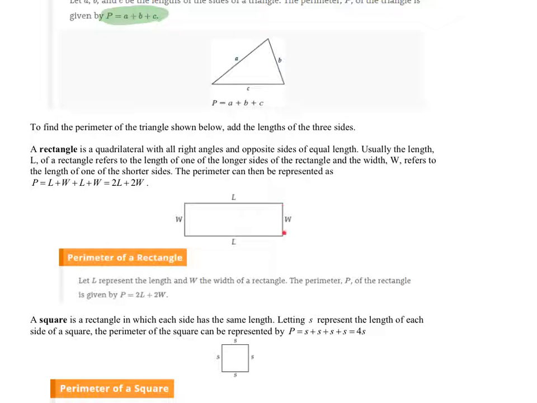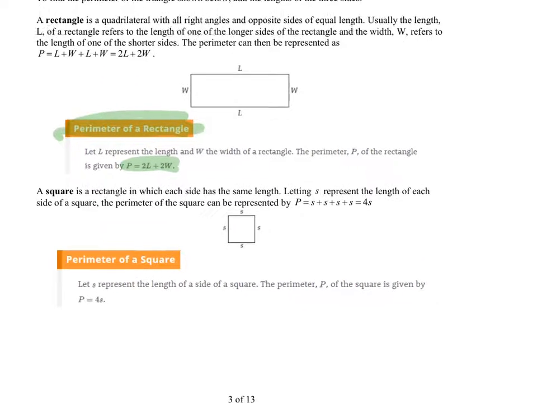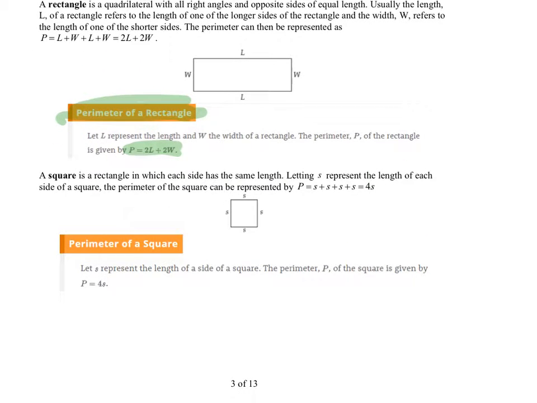But notice I added W twice and I added L twice. So they simplify the formula there by, instead of saying P equals L plus W plus L plus W, they just said 2L plus 2W. Do you need to know that it's 2L plus 2W? I don't really care, but you do need to know to add all 4 sides. But this is probably the formula that I would go ahead and put on my note card, if you're allowed a note card. So what's the difference between a rectangle and a square?